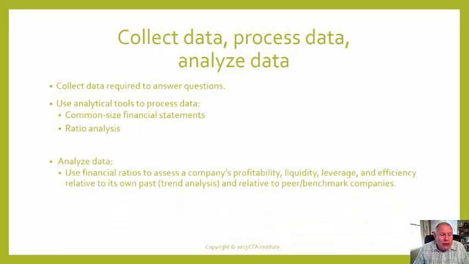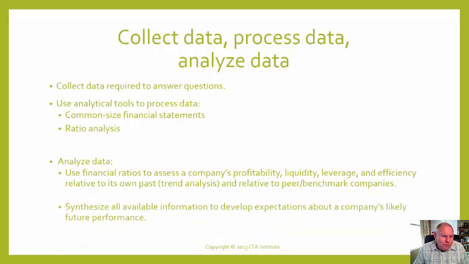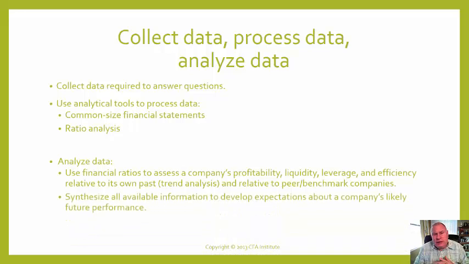We're going to use financial ratios to assess a company's profitability, liquidity, leverage, and efficiency relative to its own past, trend analysis, and peer benchmarking. Then we're going to synthesize this all together into one place. So remember the steps that we talked about: one, gathering data, then using tools for analysis, and then interpreting that information relative to the purpose of what we're doing. So that's a brief review.